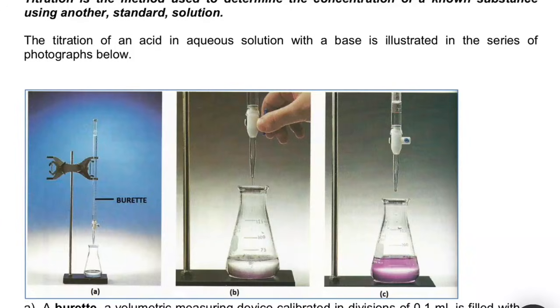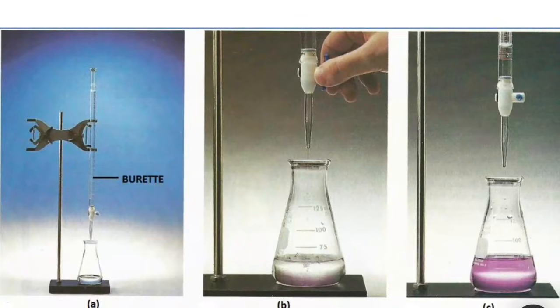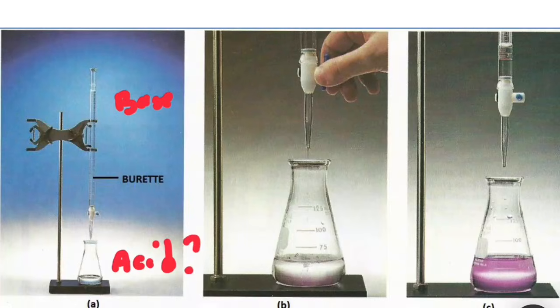Okay. The titration of an acid in an aqueous solution with a base is illustrated in the series of photographs below. Okay. So let's take a look at this. It is a titration of an acid with a base. Okay, so here in our beaker, we have our acid, right? And then here in our burette, we have our base, right? So we don't know the properties of this acid, right? But we know the properties of a base. So what are we going to do?